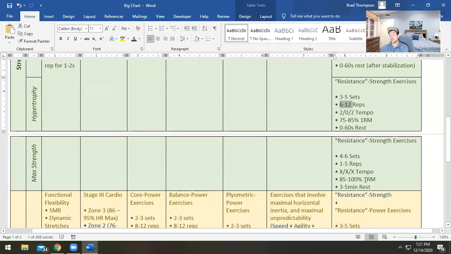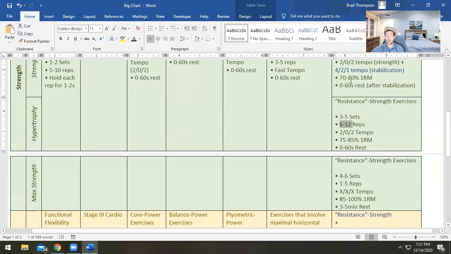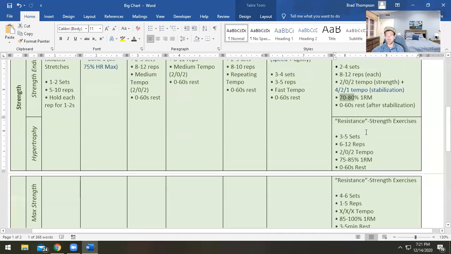So now for hypertrophy, the intensity is getting a little bit higher. 2-0-2 tempo, so it's a medium tempo the whole time. 75 to 85% of your 1 rep max. So it was 70 to 80 before, because it was 8 to 12. Now it's 6 to 12, which is 75 up to 85. And it's just 0 to 60 seconds rest. Like I said, this is the classic stuff you'll find in most online workouts, 4 sets of 8, 4 sets of 10, whatever.